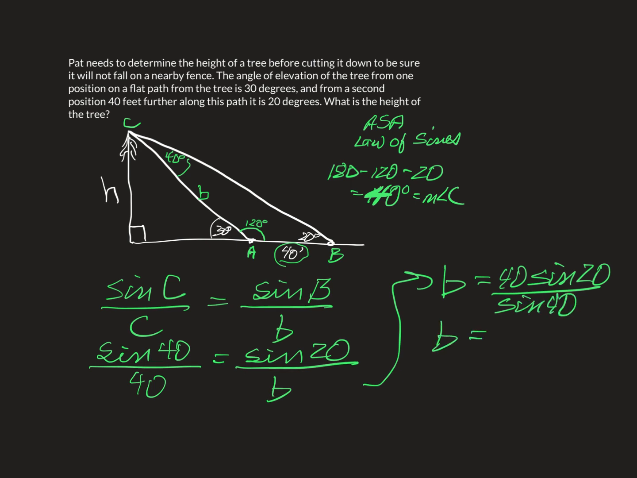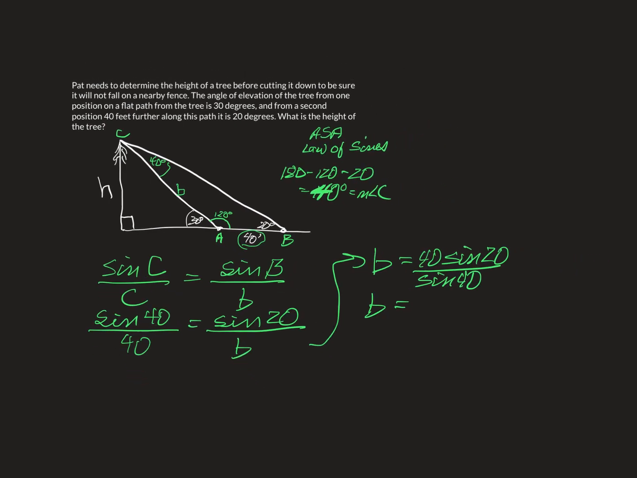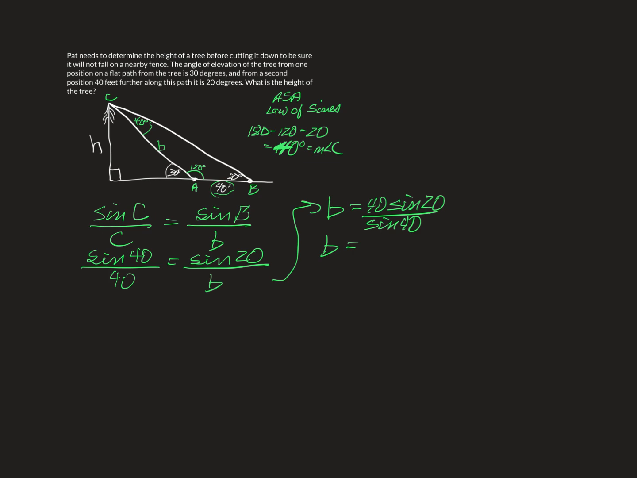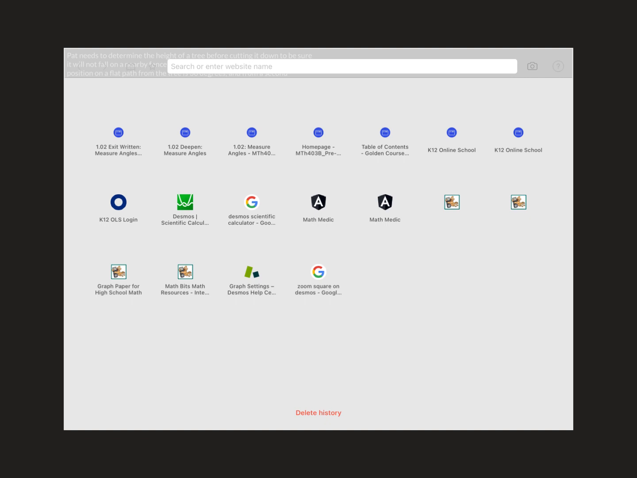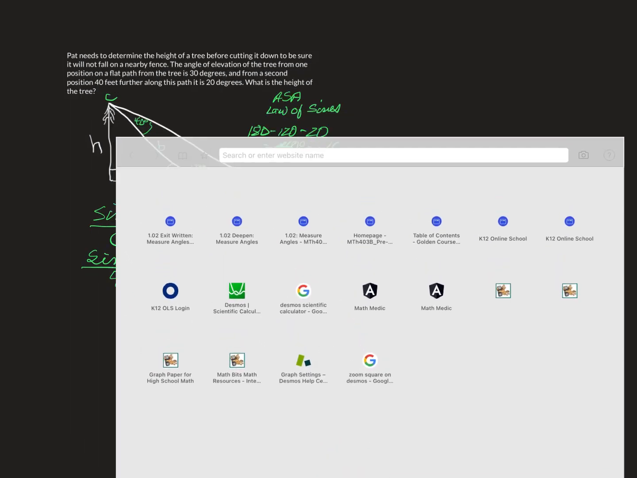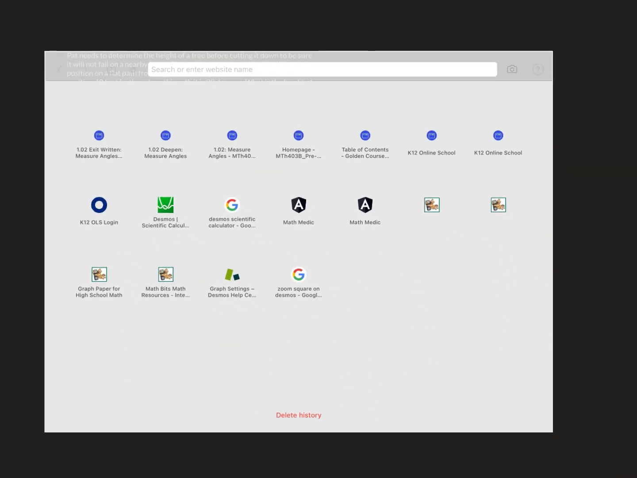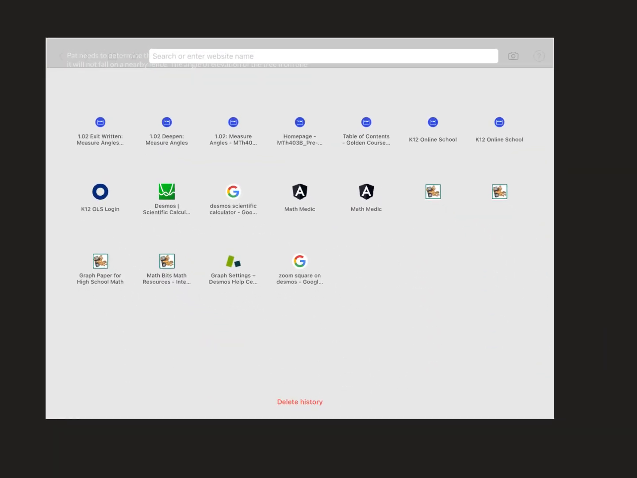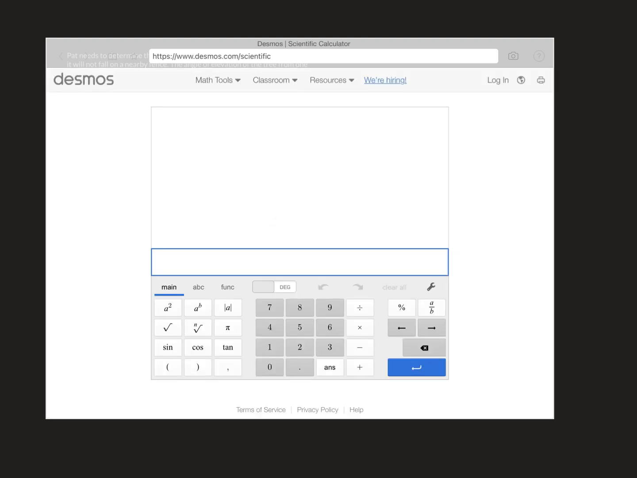So side B is equal to, and now I'm going to do my calculator. Actually, let's see if we're going to squeeze this down a little more, and let's make this slightly fancier here. Let's use the browser. And, okay, yeah, we can use the Desmos Scientific Calculator, okay? And if you'll remember, this was 40.